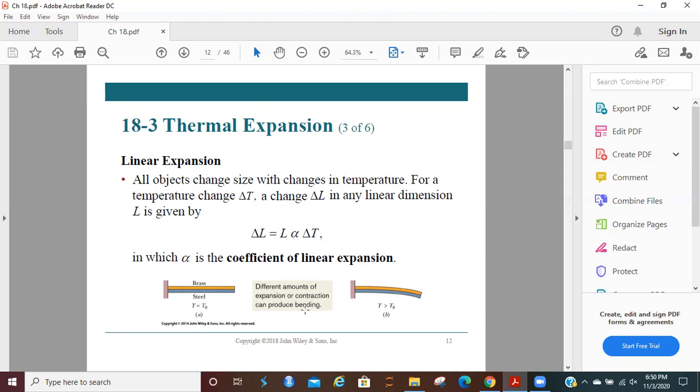And different amounts of expansion or contracting can produce bending. As a matter of fact, this particular type of thermocouple is what you're going to see in a lot of the older thermostats in houses. If one expands in one direction or the other, basically it's going to make contact and create a current, which is going to tell the system to kick on, the air conditioning system or the heater to kick on or to turn off. Because different amounts of expansion or contraction will produce a bend.